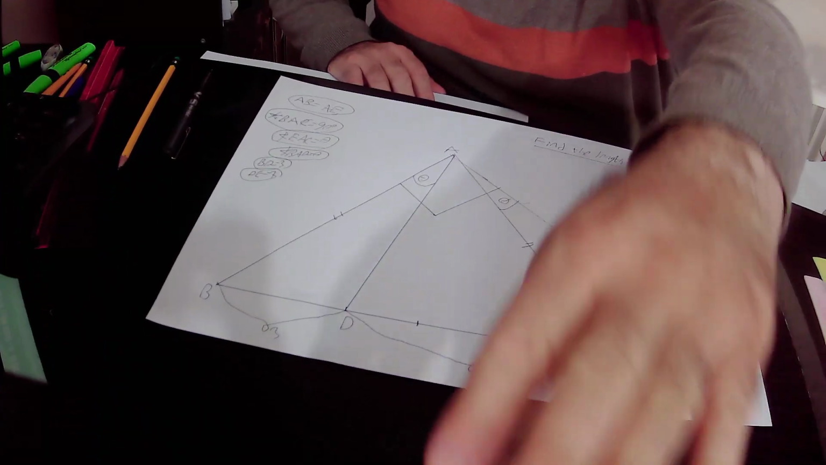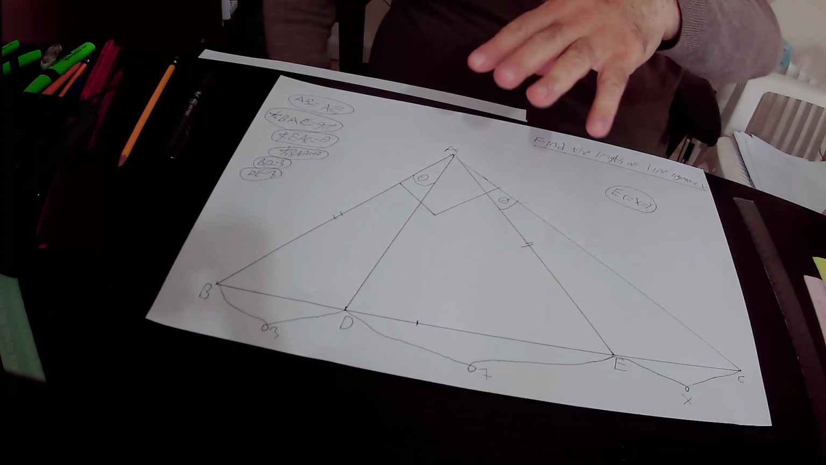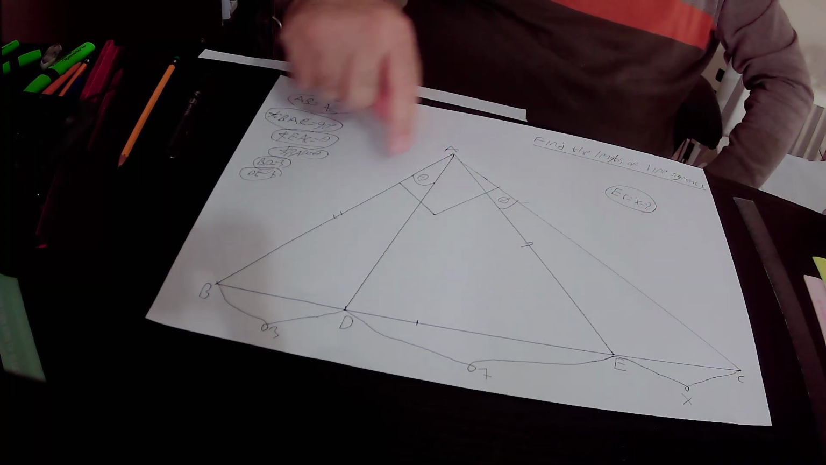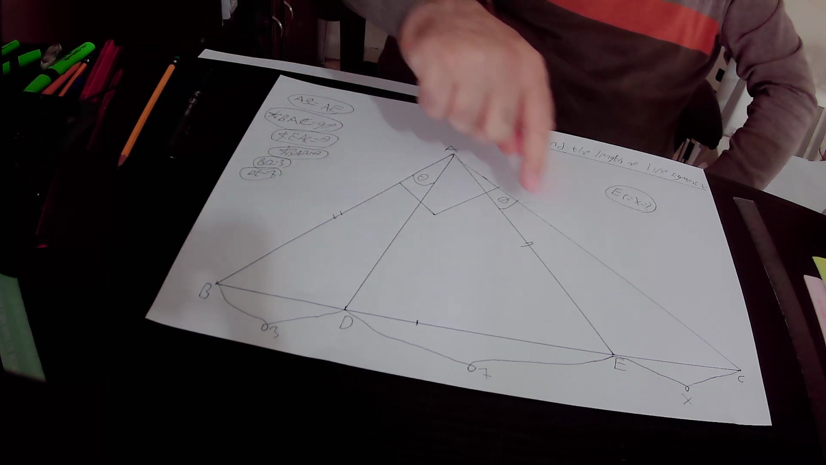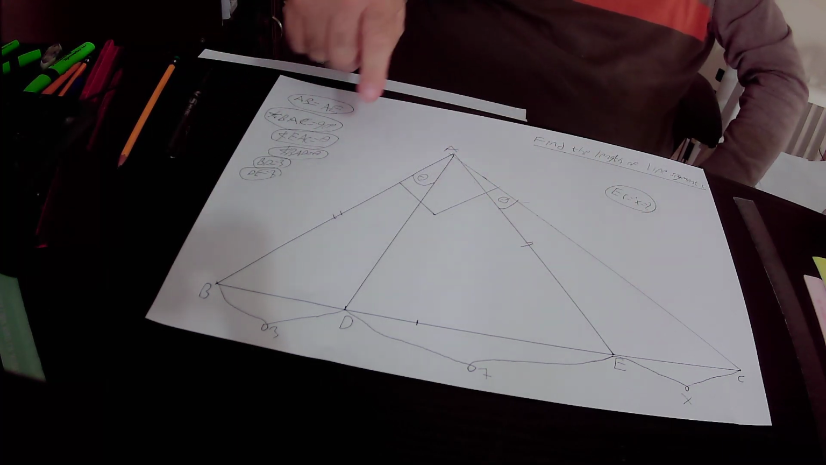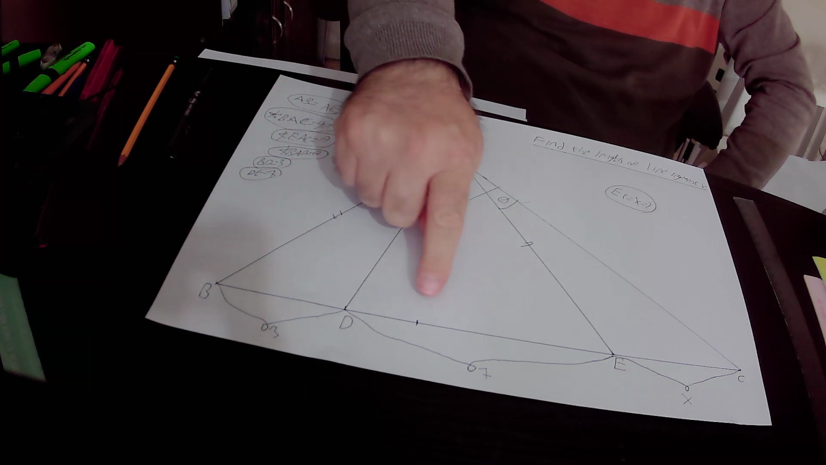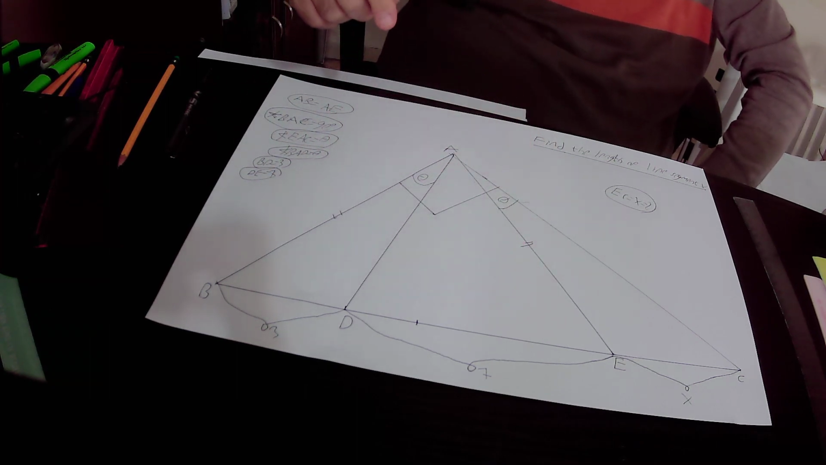Hello, in this lecture we will find out the length of line segment X. In the drawing we have triangle ABC. We know that side AB is equal to side AE. We also know that BD equals 3 units, BE is equal to 7 units.